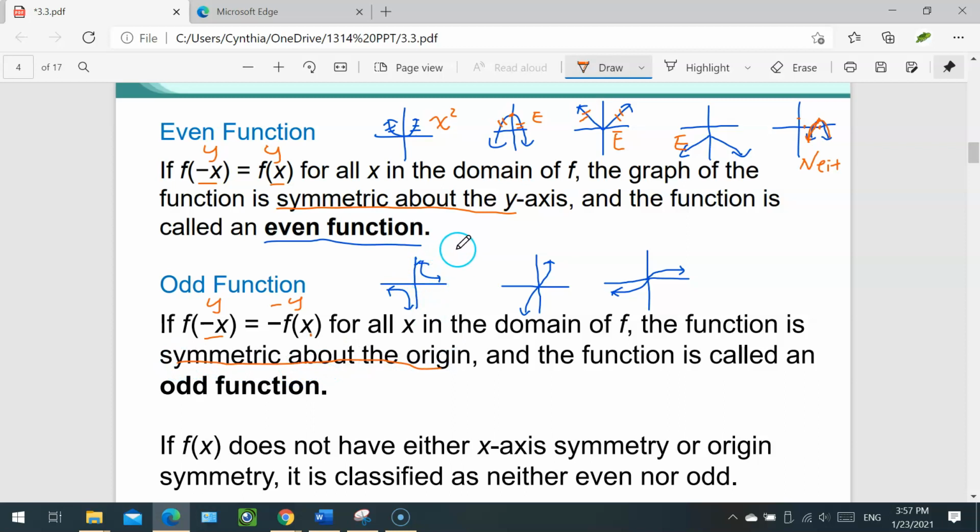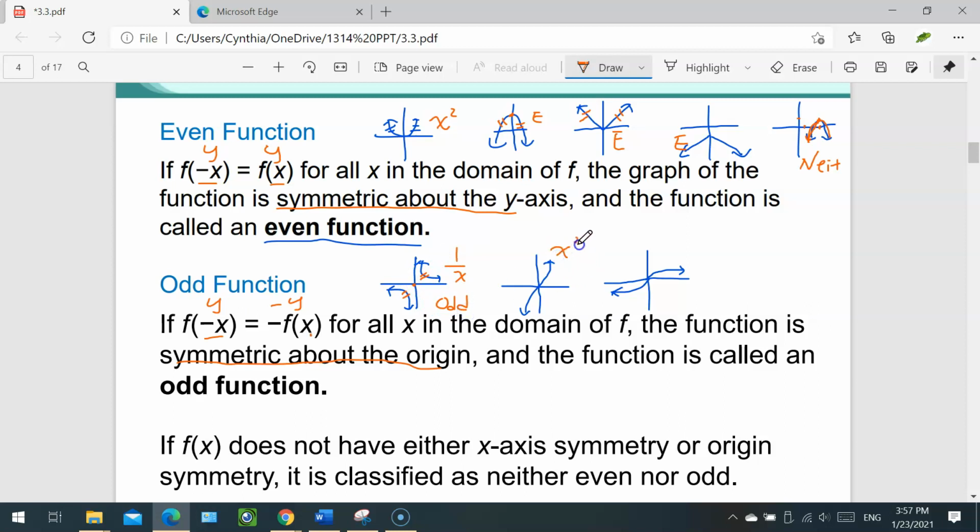For example, the rational function or reciprocal function. These two parts of the curve are symmetric about the origin, right? So based on the origin point, this curve is identical to the other half of the curve with respect to the origin. So we call this an odd function.